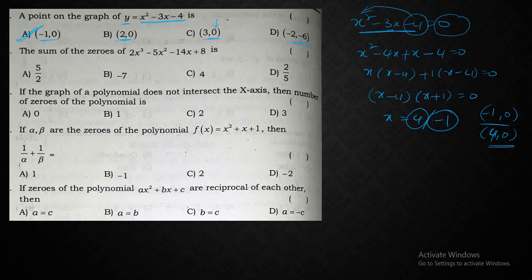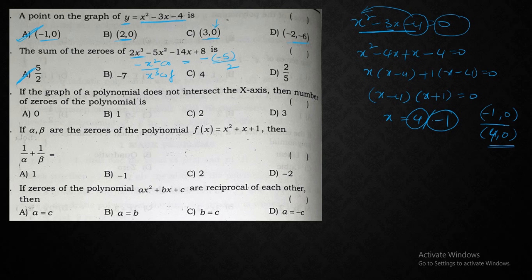Next, sum of the zeros. So what is the sum of zeros formula? Since this is a cubic polynomial, the sum of zeros formula is given by minus x square coefficient by x cube coefficient. So what is the x square coefficient here? Minus of minus 5 by 2. So minus of minus 5 is plus 5.